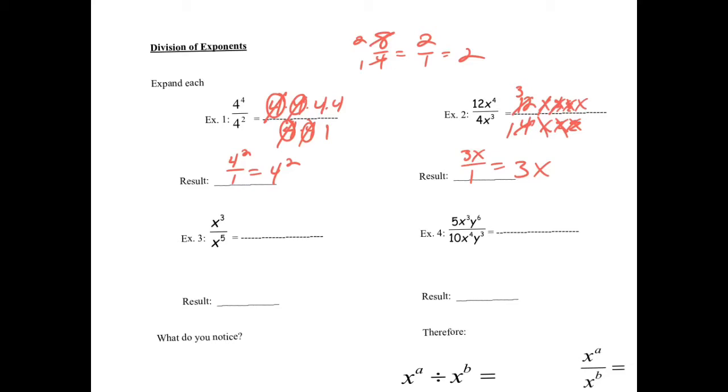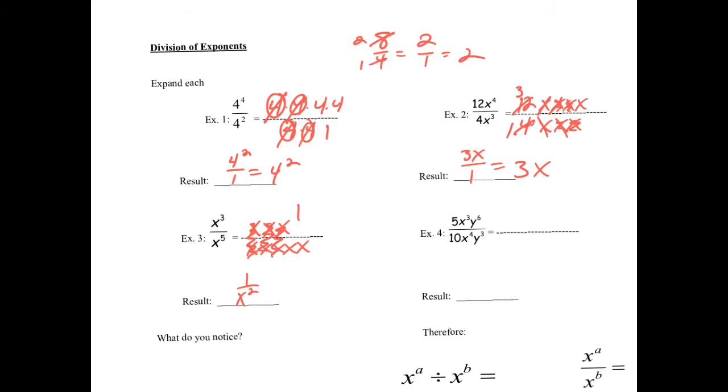If we look at example 3 now, you probably notice that this time it's going to look a little different. If we expand it, we have x times x times x on the top, and on the bottom we have 5 x's. So if we follow the same pattern and we cross out all of our pairs, this time we're left with only 1 on top, because everything divided by itself is 1, and x to the 2nd on the bottom.